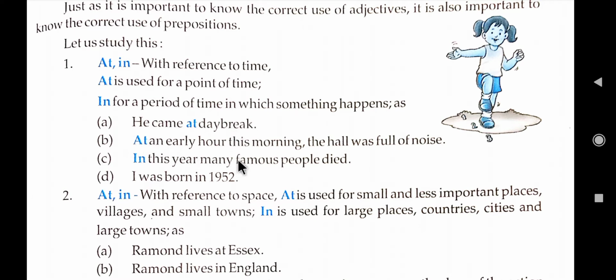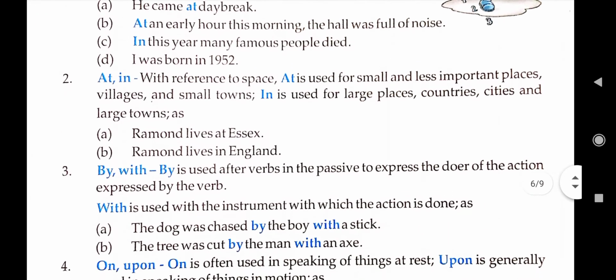At an early hour this morning, the hall was full of noise. So again a specific time is given, and we used the preposition at. In this year, many famous people died. So a duration of time is given, a full year. So you use the preposition in. I was born in 1957. So the duration of time is given, the period of time in which you were born. It was 1957.